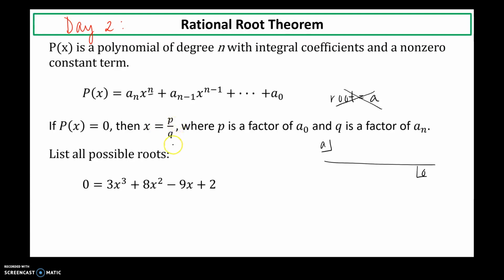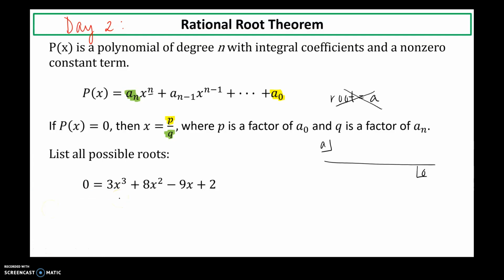So x equals p over q, where p is a factor of the constant term and q is a factor of the lead coefficient. So now the possible rational roots come from this ratio. Okay, so p are all the factors of your constant term, and q are all the, not the roots, the factors of your lead coefficient. So let's look at an example.